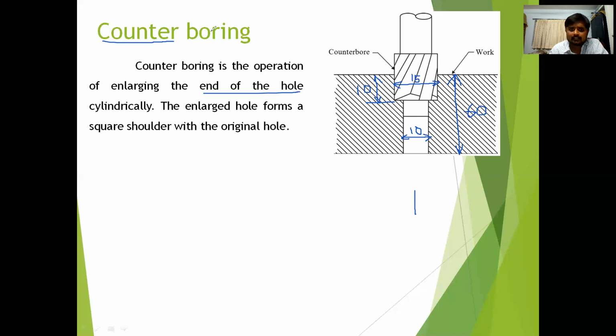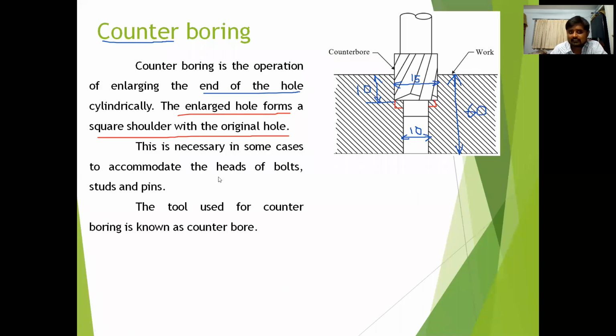Here the enlarged hole forms a square shoulder with the original hole. This is the original hole and this is the enlarged hole. This acts as a square shoulder for the original hole. This is necessary in some cases to accommodate the heads of bolts, studs and pins.